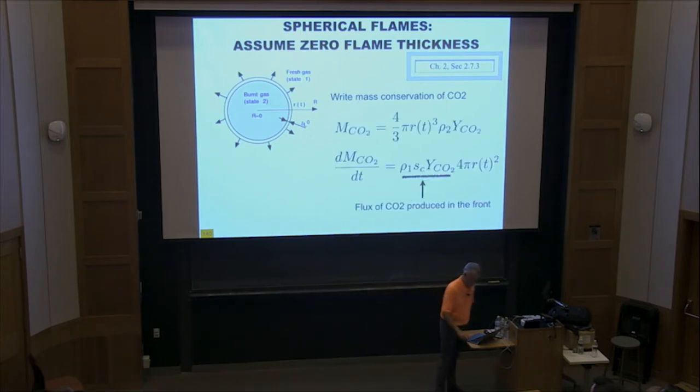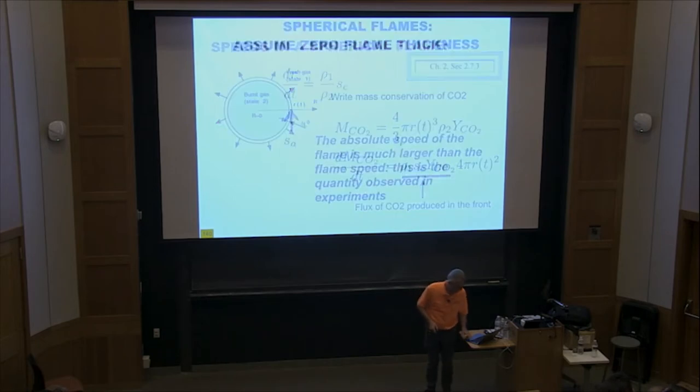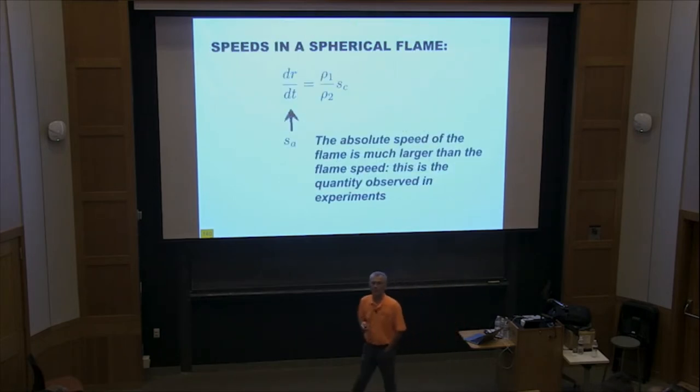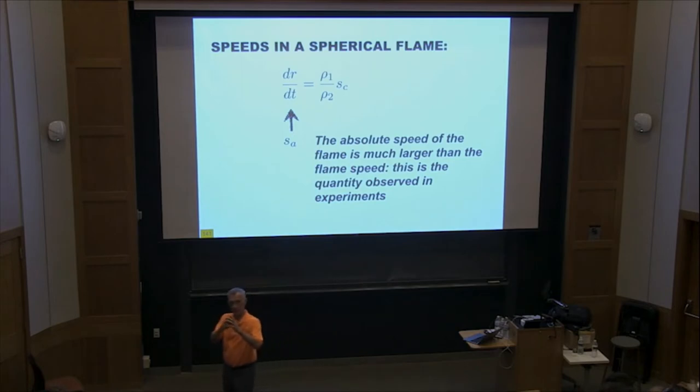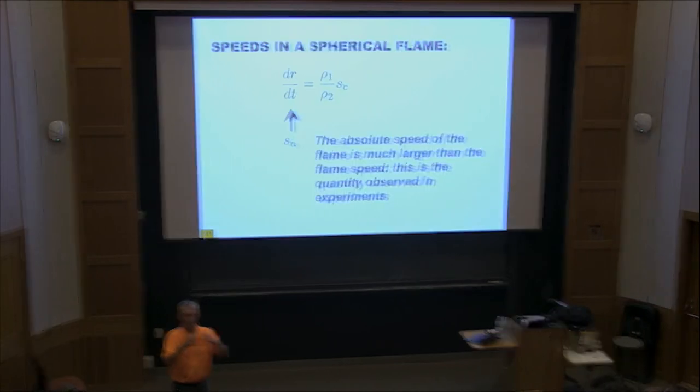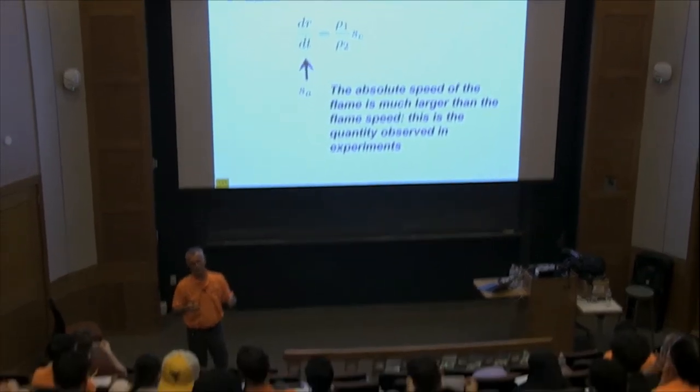You can do here the same thing I did 5 minutes ago. You can do mass conservation of CO2. This is a sphere of CO2, so it has a volume of 4/3 pi r³, and inside there is a mass of CO2, which is ρ2 Y_CO2. And the mass of CO2 which is produced every second is the surface multiplied by ρ1 sc Y_CO2. You plug that one here, and you find that dr/dt is actually ρ1/ρ2 multiplied by sc. So again, if you ignite a sphere in a gas where the flame speed is 1 meter per second, it will grow at 7 or 8 meters per second, which is not the same. Okay.